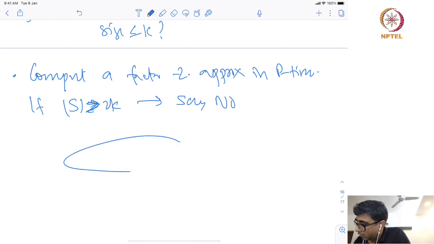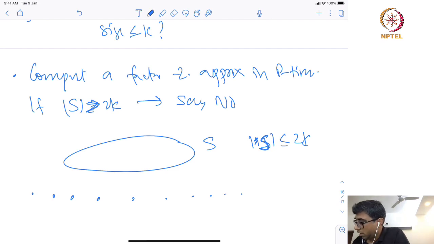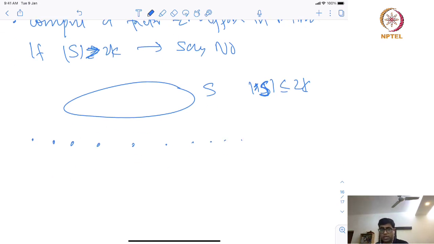Or else, you have a set S which has size at most 2k, and what is V minus S? This is an independent set. Now, this is all in polynomial time.